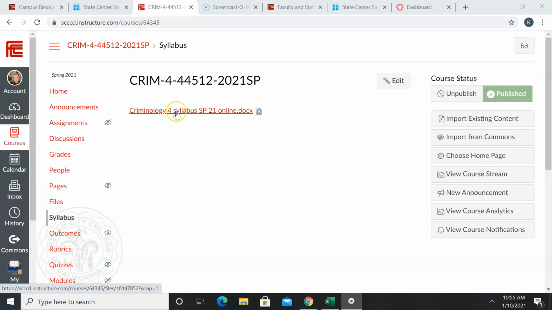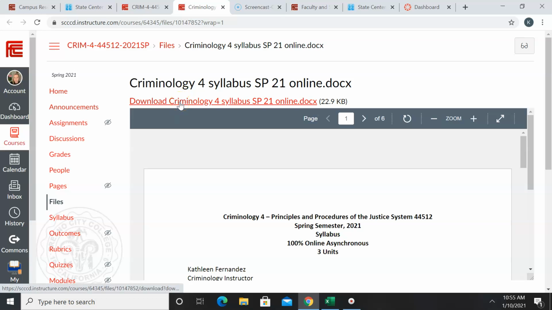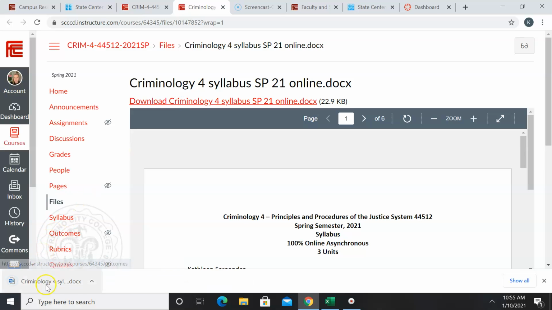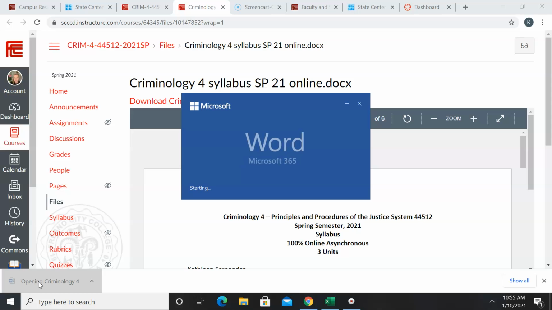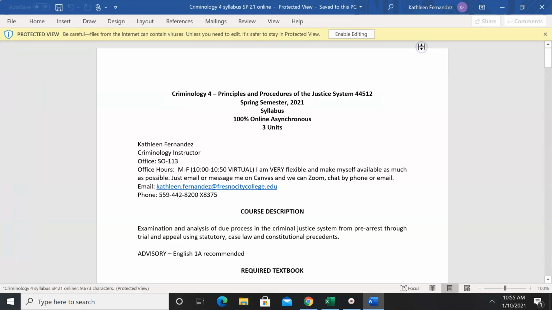So I have the syllabus on my home page, and I'm going to click on it. Voila. I prefer to do the download, though, because it makes it look easier. So I'm going to download and then click on that right corner, sorry, that would be the left corner, but anyways, you know what I mean.